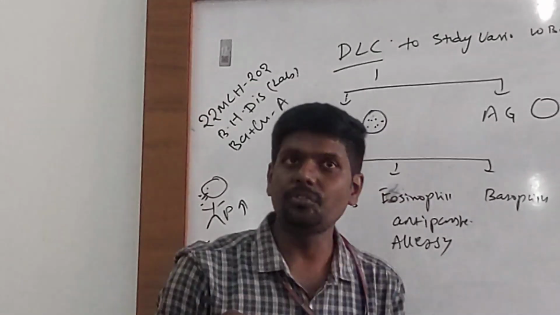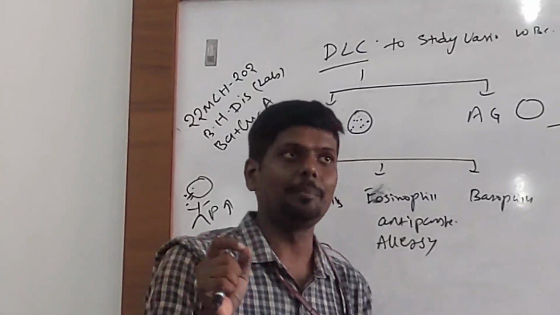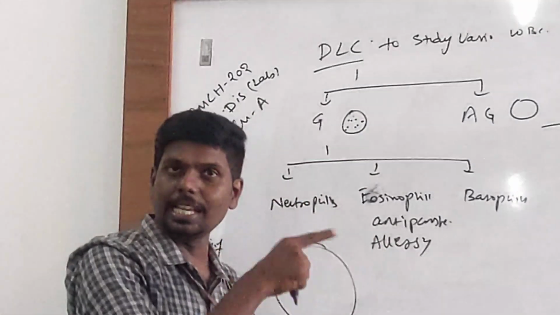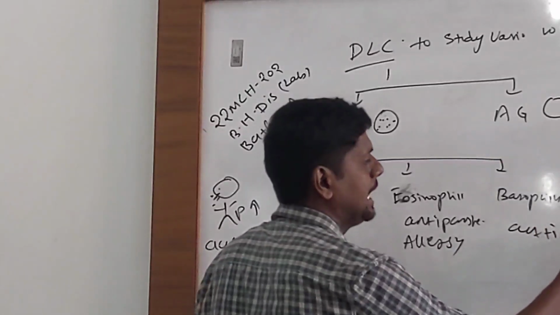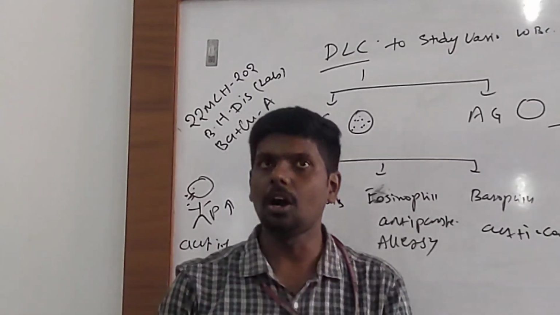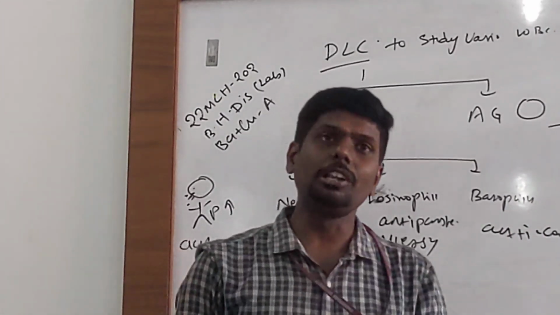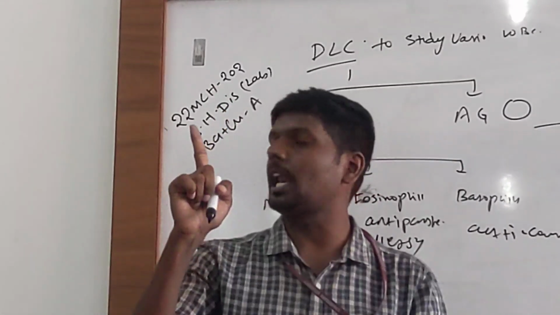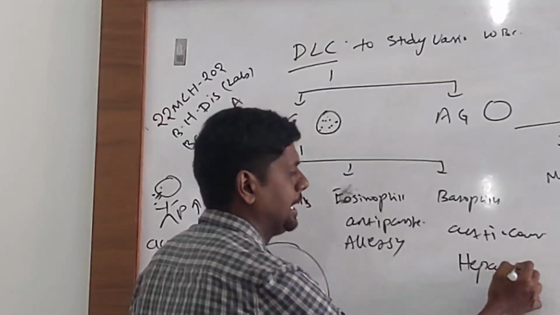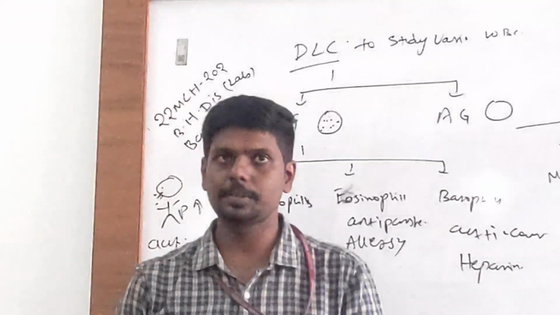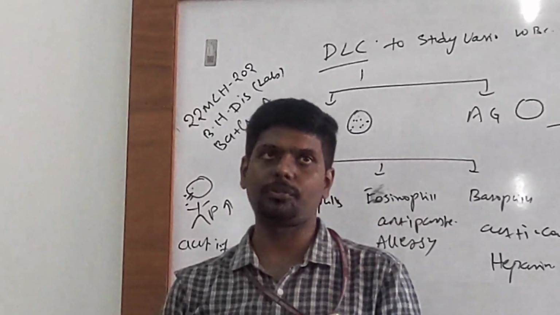Anti-cancer cells. If there are any cancers, basophils will act as anti-cancer cells. Also, basophils will secrete one important natural anticoagulant, heparin. Heparin is secreted by basophils. These are the functions of basophils.